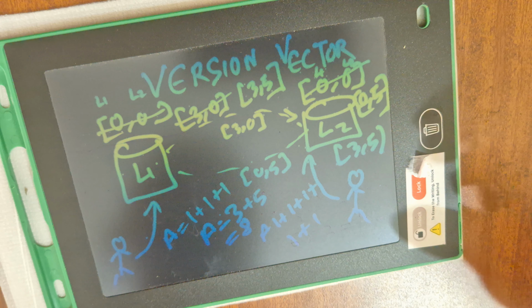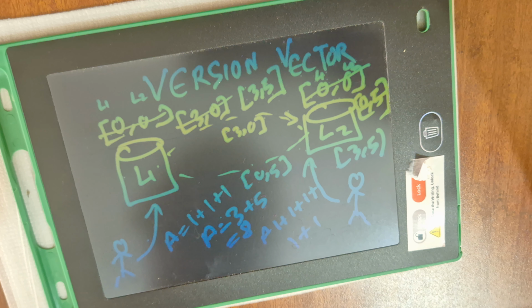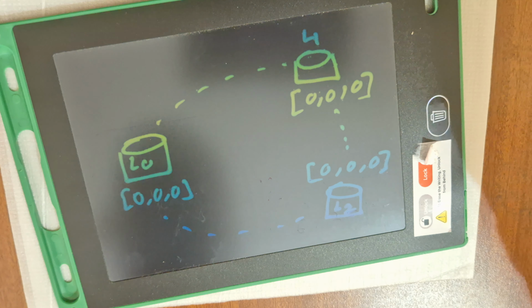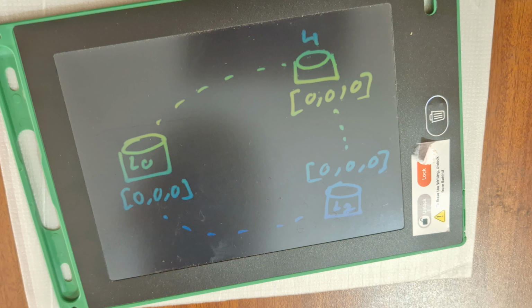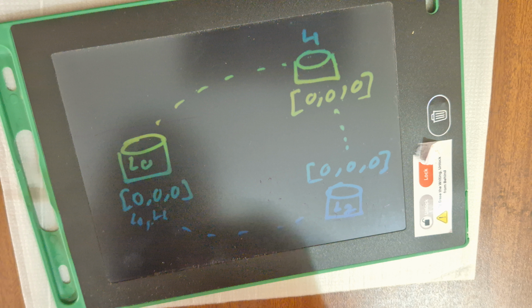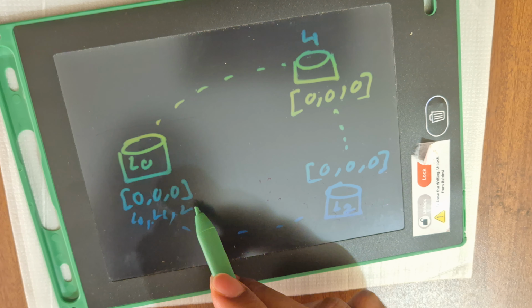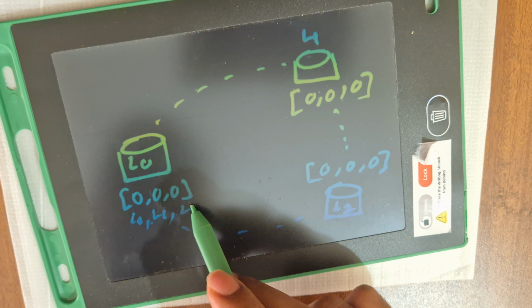Okay, let's see what happens if there are more than two leaders. So in this case, there are three leaders. This is L0, this is L1, this is L2. Obviously the zeroth position tells us about L0, the first position tells us about L1, and the second position tells us about L2.